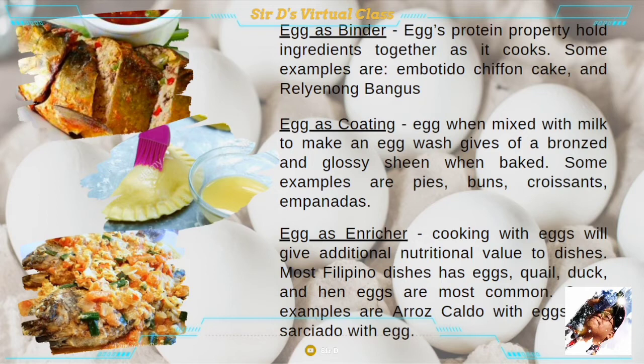Egg as coating. Egg, when mixed with milk, can make an egg wash. This egg wash then gives a bronzed and glossy sheen when baked on our goods such as pies, buns, croissants, and empanadas.